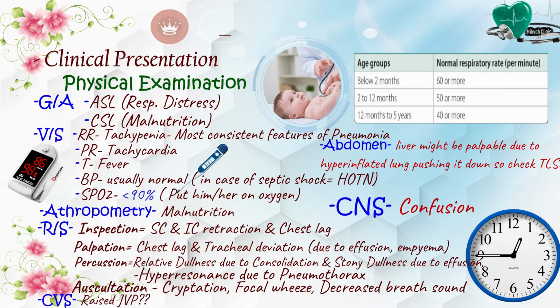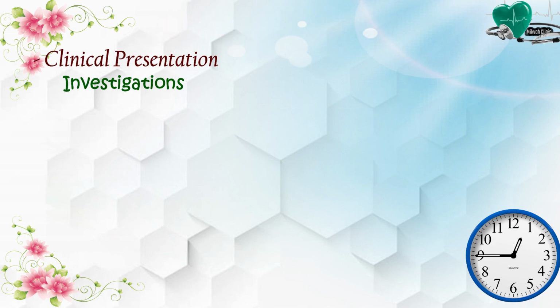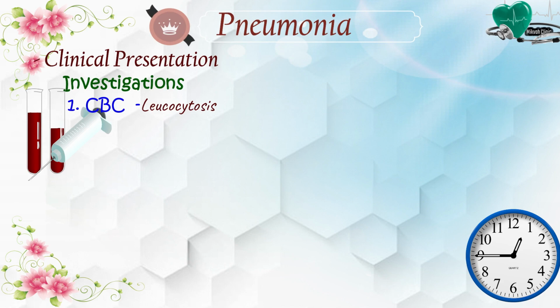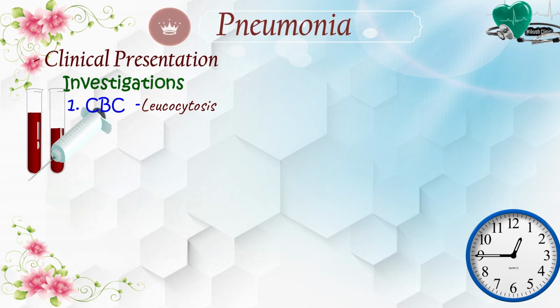So compiling all this information, we can diagnose pneumonia. But occasionally we may need additional investigations to further confirm the diagnosis or to assess for the presence of complications. These investigations involve, one, CBC, complete blood count. And from CBC, what we need is the WBC count. What do we expect? Since it's infection, leukocytosis, white blood cell count will be high.